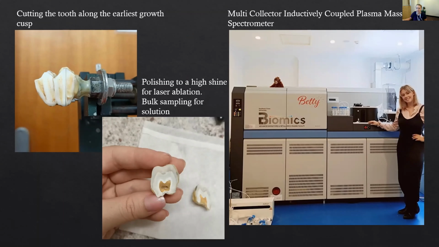In this photo, you can see me preparing the teeth for laser ablation. I slice the tooth at its earliest cusp because I want to make sure I'm getting the most information about the early life of the fauna. I follow this by polishing it to a flat surface so the laser can be consistent in its ablation and focus. The tooth will then undergo several types of analysis.